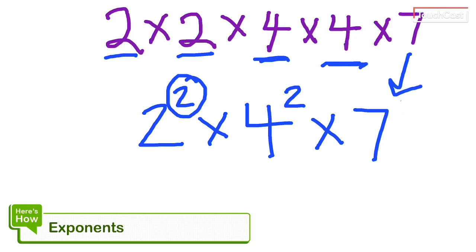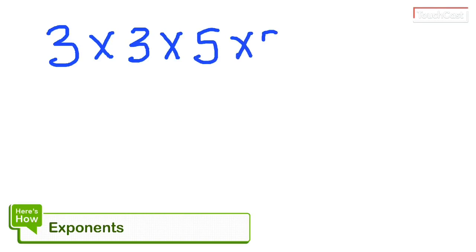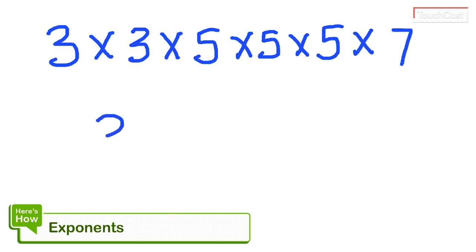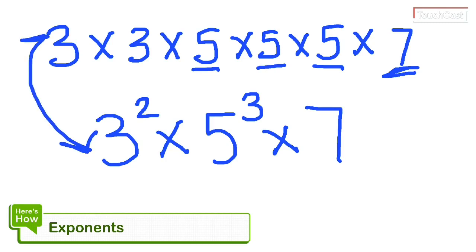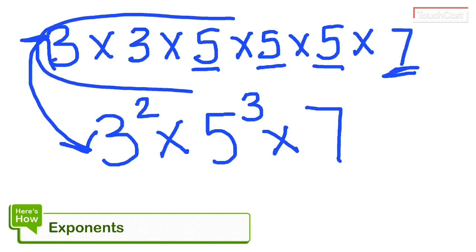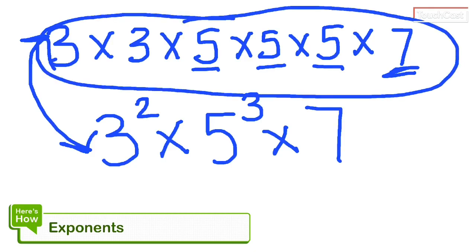So let's do one more quick example. So let's say that I had 3 times 3 times 5 times 5 times 5 times 7. So I have 2 3's, so I'm going to do 3 to the second power times, I have 3 5's, so I'm going to do 5 to the third power, and I have 1 7, so times 7. So these are exactly the same thing, they're just written in a different way. And this top way a lot of times is called expanded form. So we have expanded form up top, and we have exponential form on the bottom.